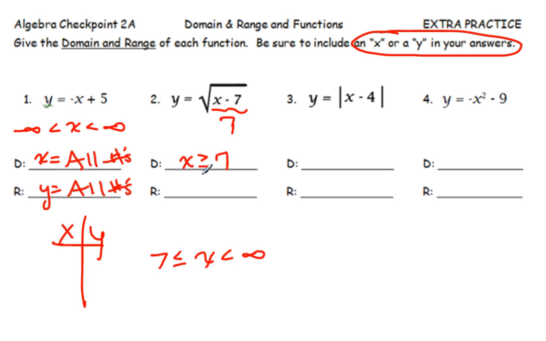Okay. Range: once I plug in those values, so 7, 8, 9, 10, and all the decimals, of course, in between, what do I get? Well, if I plug in 7, I get 0. If I plug in 8, 9, 10, bigger numbers, I get bigger than 0. So just positive numbers. So y is greater than or equal to 0. You could say y equals all positive numbers and 0, I guess, but this is just the easiest way to do it. Number 3.